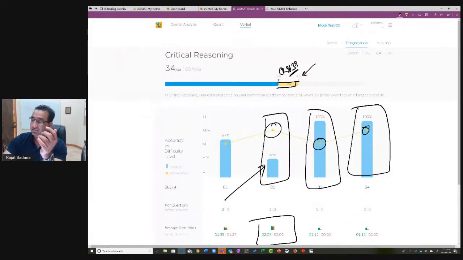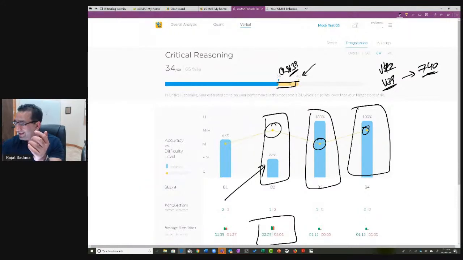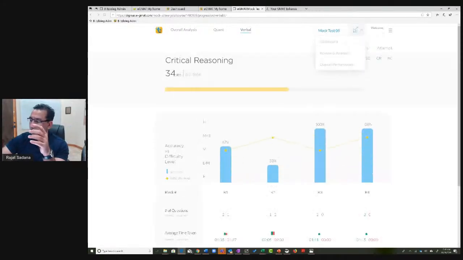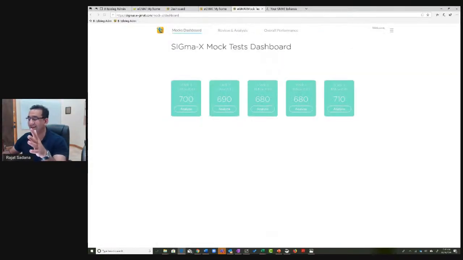Had he done some revision in CR, had he gotten that V39 or a 39 on CR, his overall score would have been V42 rather than V39, which is what he got, and he probably would have been at a 740. But the neat thing about this is, with this V39 score, this guy can be really confident that in a few days he can get to a V42.